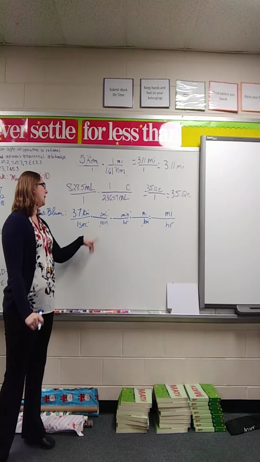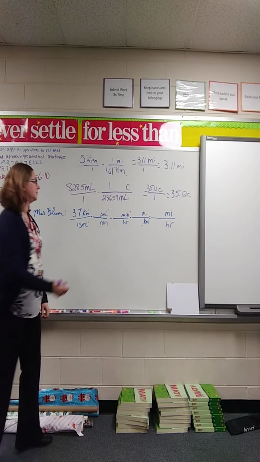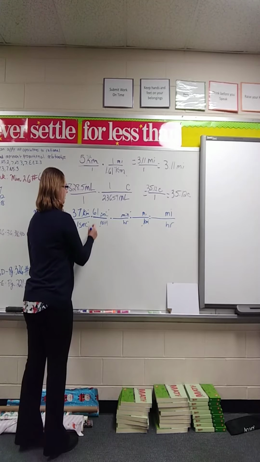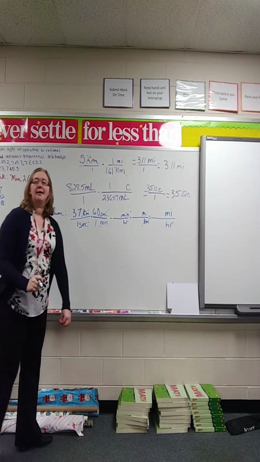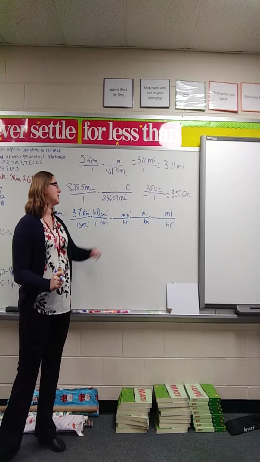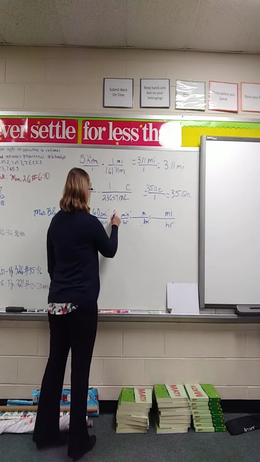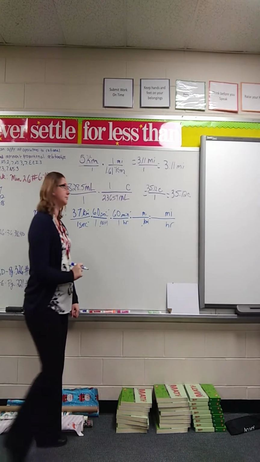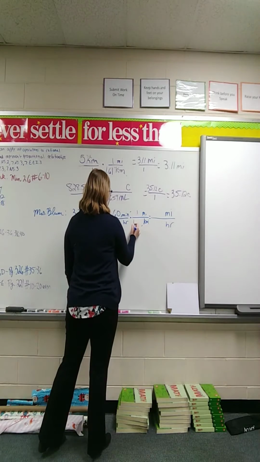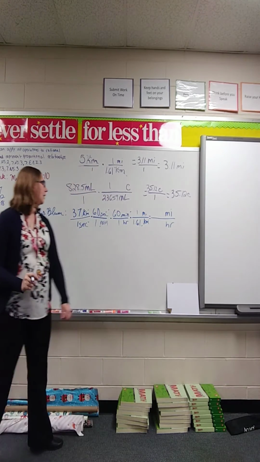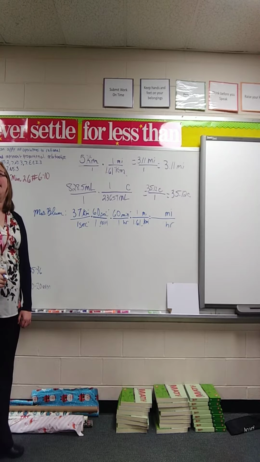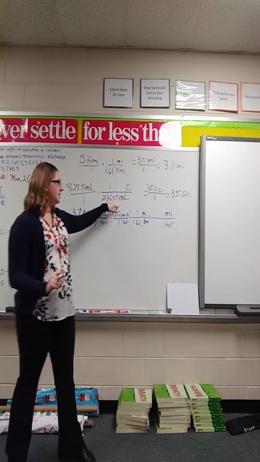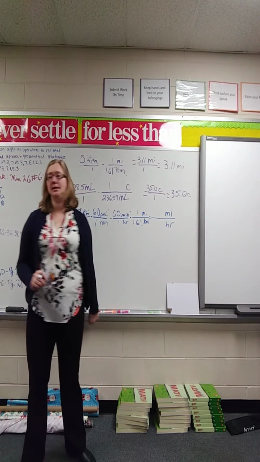What's my seconds to minutes conversion? 60 seconds in 1 minute. What's my minutes to hours conversion? 60 minutes in 1 hour. What's my miles and kilometers conversion? 1 mile and 1.61 kilometers. Okay? With a handy dandy calculator, we need to multiply 37 times 60 times 60 divided by 1.61.